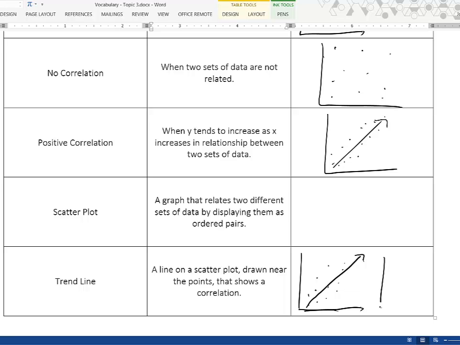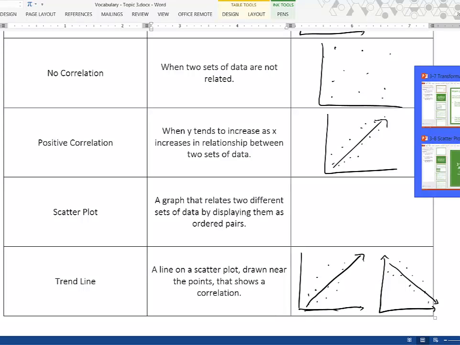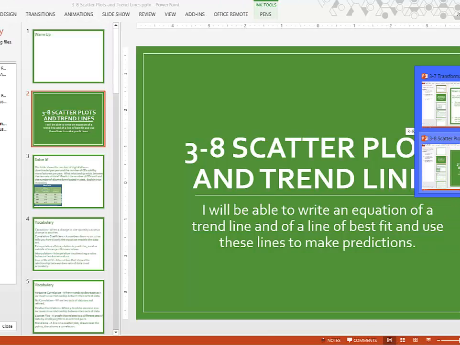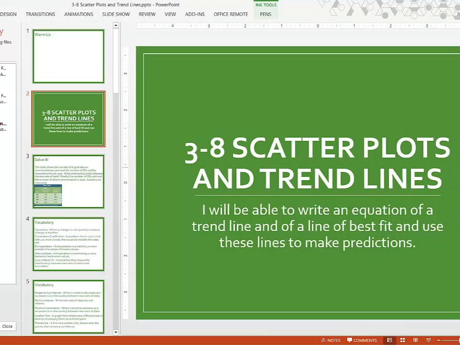Another example. Let's say there's our data set. We're going to try as best as we can to draw a line between all of those points, like that. And it's obviously going down. So that's your vocabulary, very basic stuff. Go ahead and jump into your notes. Please get a blank sheet of paper, and we will begin our notes.